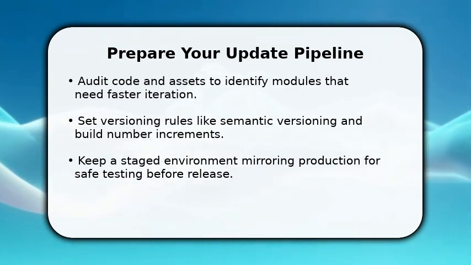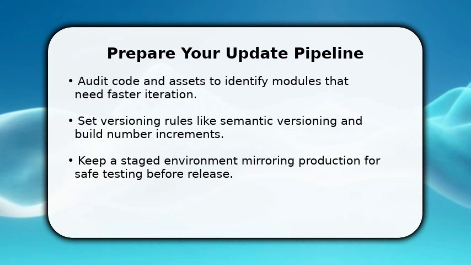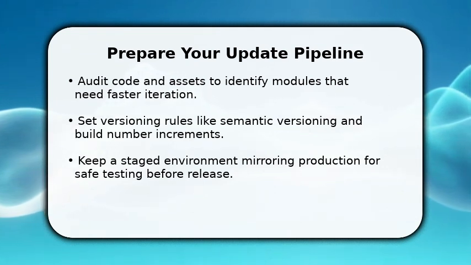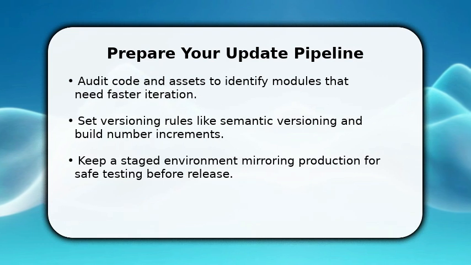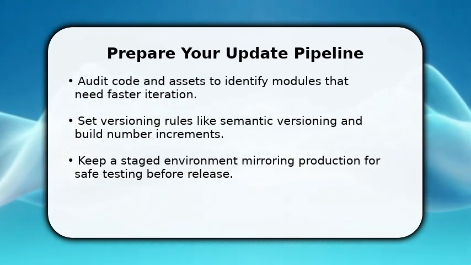Maintain a staged environment that mirrors production for safe testing before release. Document update scope and rollback criteria so the team can act quickly. Assign ownership for each release area to reduce coordination delays and speed up decisions.